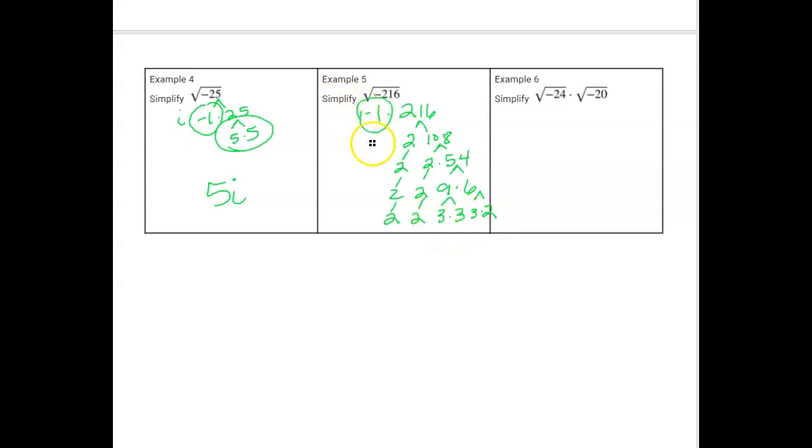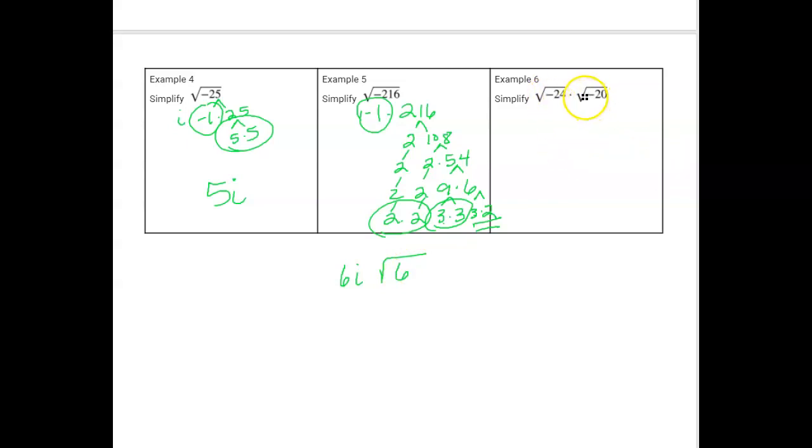So I know this is i. I've got a 2 and a 3, and then these are single. So 2 times 3 come out. Remember, you multiply. And then 3 times 2 stays in, and you multiply those back together.